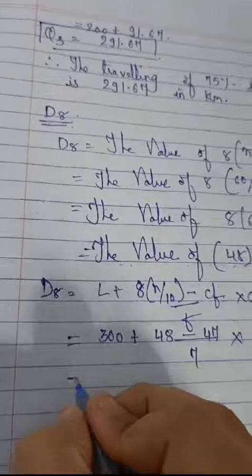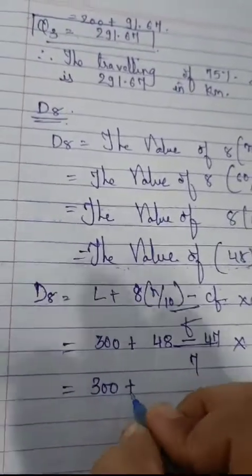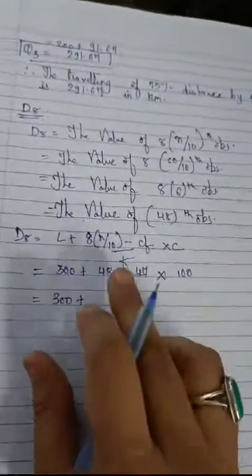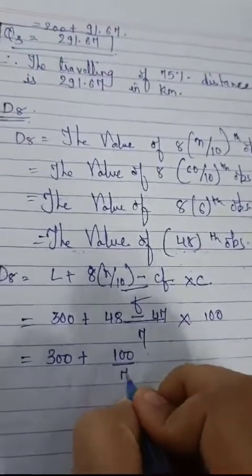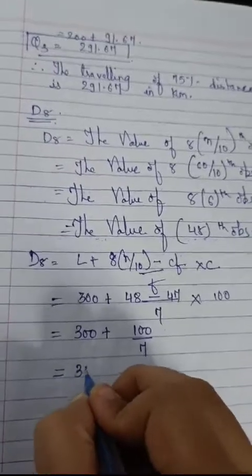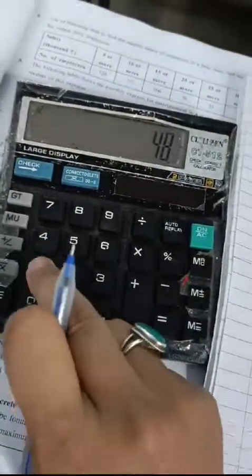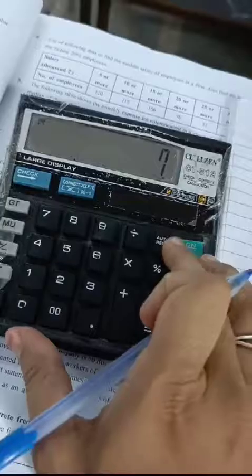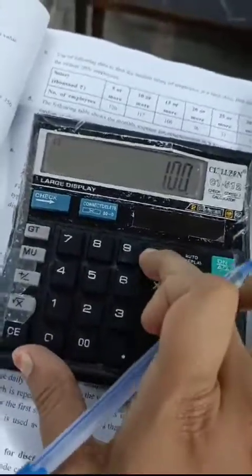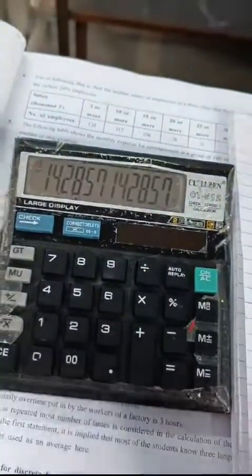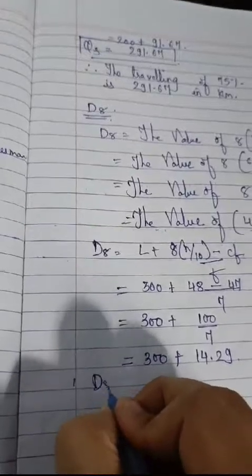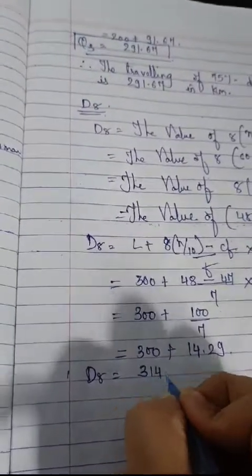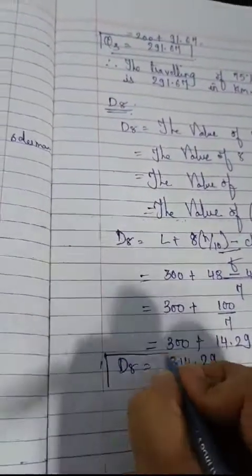So again 300 will be kept as it is. Solving the first term, that is 48 minus 47, that is 1 into 100, that is 100, divide by 7. So 300 plus 100 divide by 7. So that is 14.29. So D8 is coming 314.29 in kilometer.